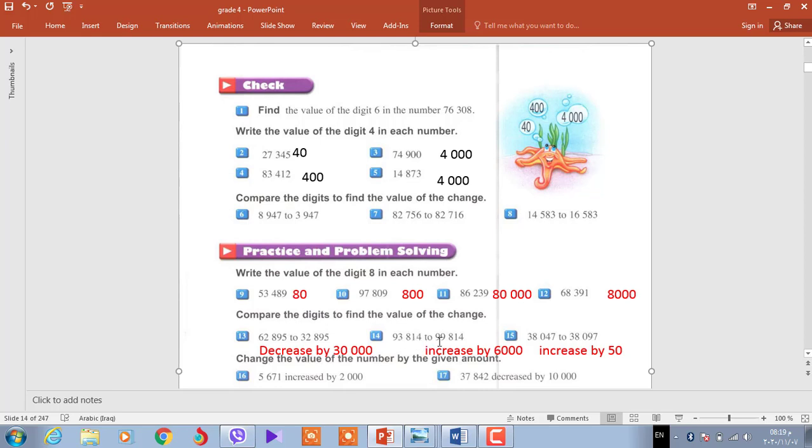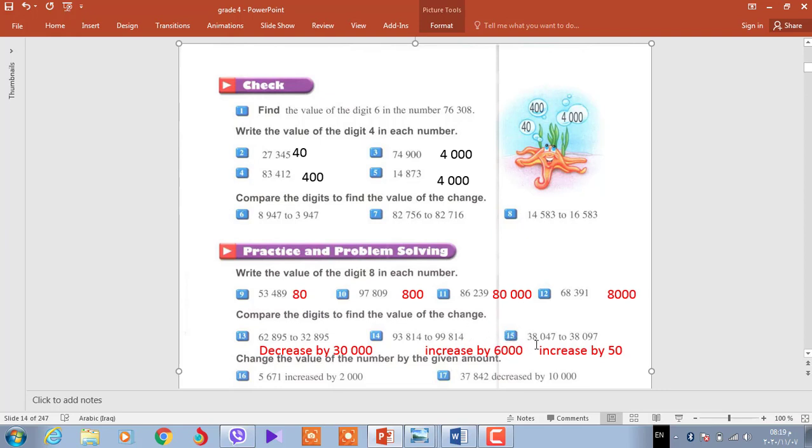Practice 14, we have 93,814 changed to 99,814. This one we have 3 in thousands. Change it to 9 in thousands. So this one is increased by 6,000 because 3,000 increased to 9,000. So this one is increased by 6,000.